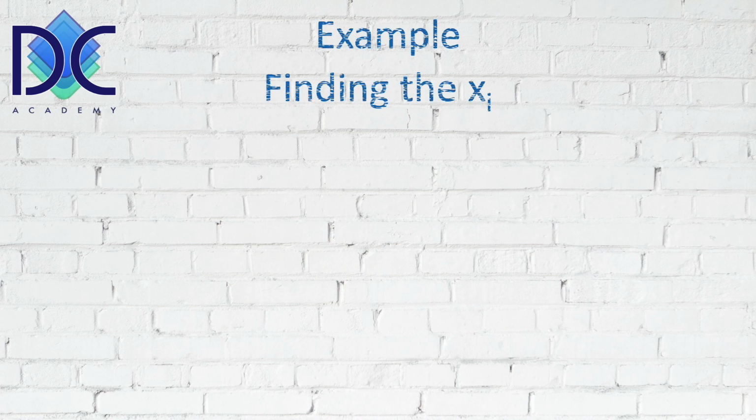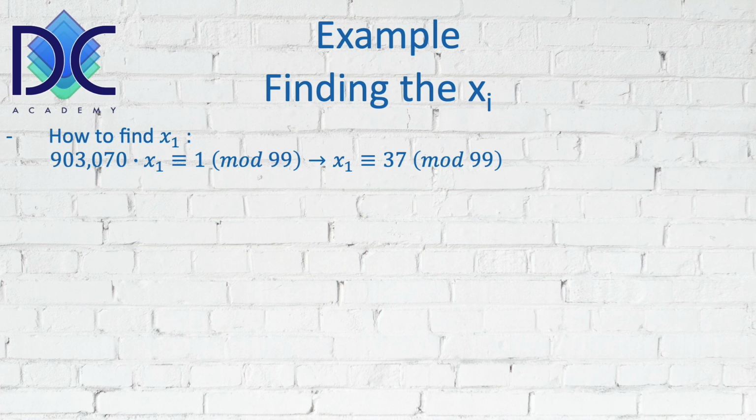The next step is in fact the identification of the x index i value. Now how do we find x index 1? We will repeat the same for x2, x3, and x4, but we're going to look at it in detail for x1. So basically we have 903,070 times x1 is congruent with 1 modulus 99. And we can find that this is in fact the same as x1 is congruent with 37 modulus 99.